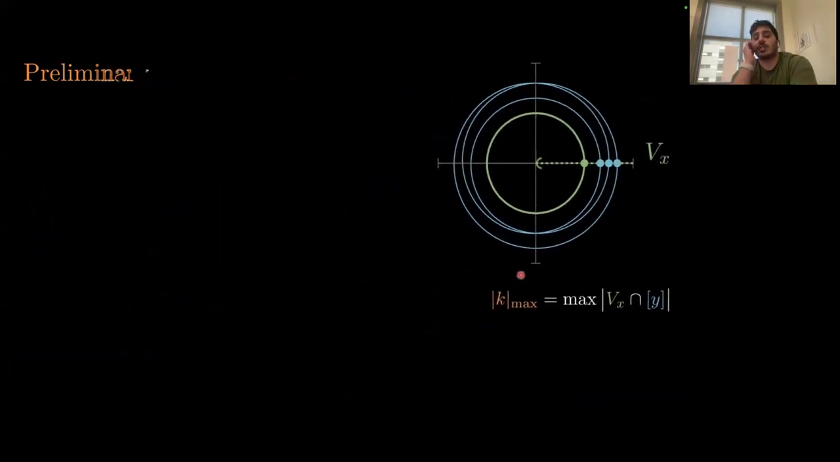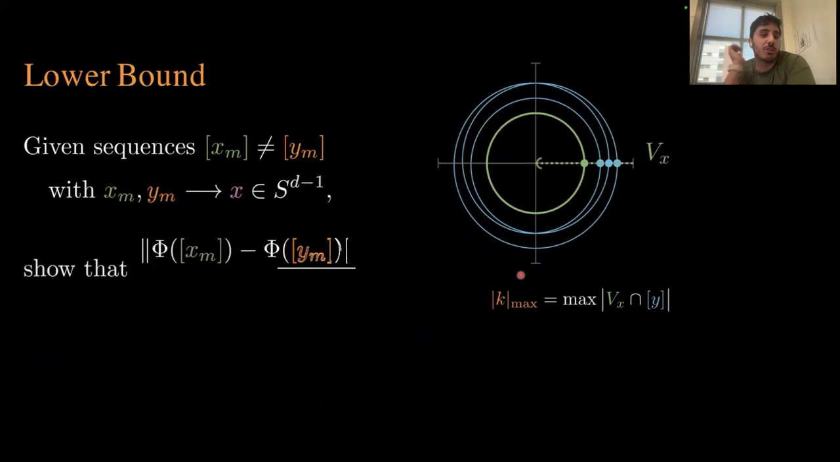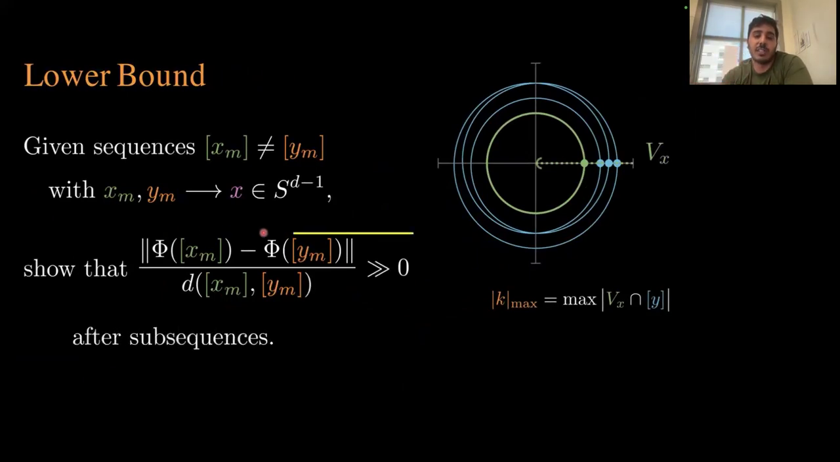So that's the second preliminary on stabilizers and how they look locally near Voronoi cells. Now let's remember our goal. We had sequences converging to a shared X, and we wanted to show that this fraction for these sequences, this output divided by input distance, is bounded away from 0 after you take subsequences, because we want to break convergence to 0.